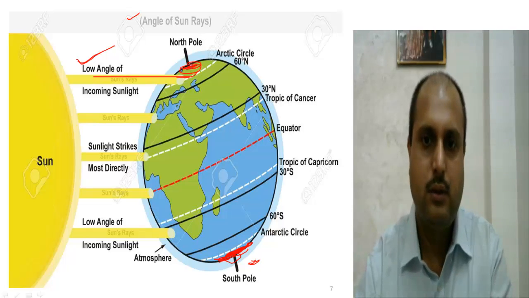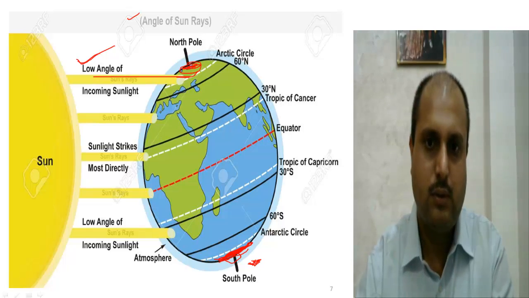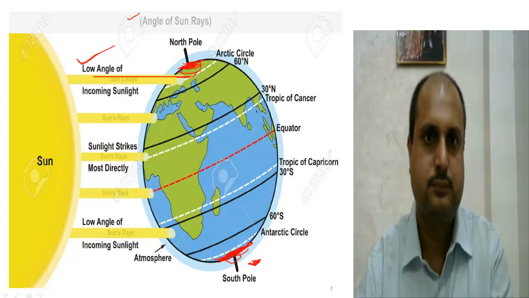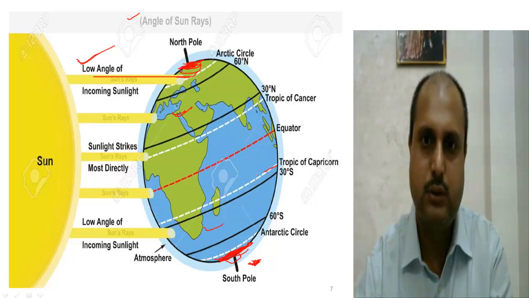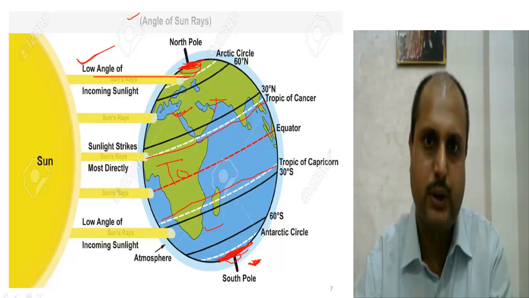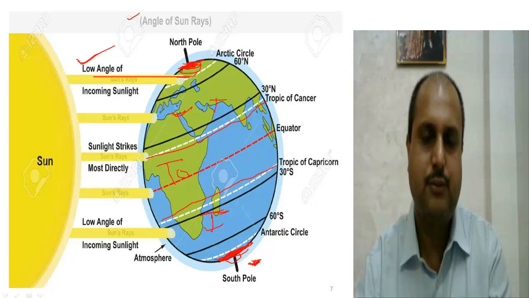Now, again this area is called the temperate zone. This line is called the Tropic of Capricorn, and this line is called the Tropic of Cancer. Here there is the torrid zone, as we have recently studied, and here there is the temperate zone. These two areas are called the temperate zone. I hope it is clear for everyone.